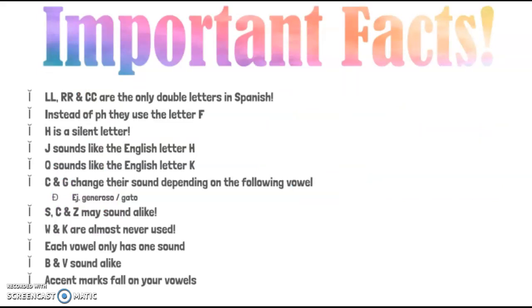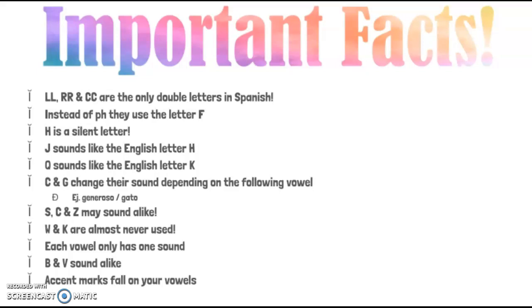So the first one is that we only have 3 double letters in Spanish. So we have LL, RR, and CC. So those are the only 3 double letters in Spanish.